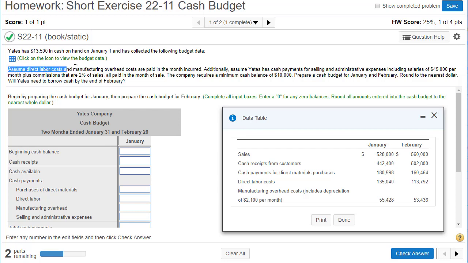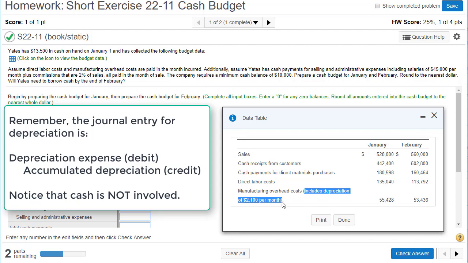We're going to assume direct labor and manufacturing overhead costs are paid in the month incurred. So in other words, these direct labor costs, all of this will be paid in January and all of this will be paid in February. Same with the manufacturing overhead costs. Each of these will be paid in the same month.